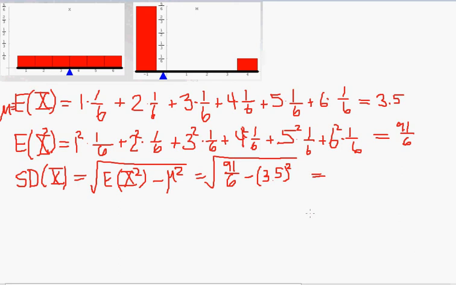So 91 divided by 6 minus 3.5 squared, and then I take the square root of that. To get the standard deviation of 1.7078. And of course that's approximate as opposed to equal, so that's approximately equal to 4 decimal places. So that's the expected value and standard deviation of x.